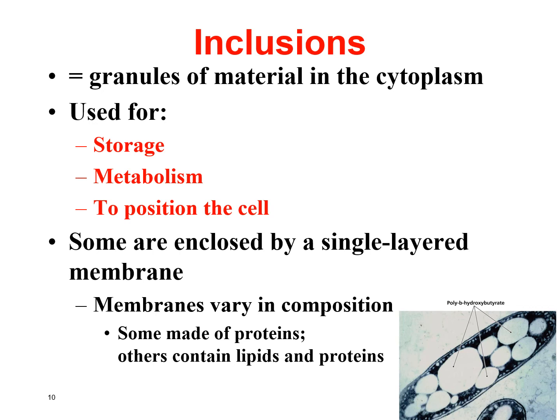And what's interesting about these inclusions is that some of them are enclosed by a membrane. And the membrane can vary in composition. Some of the membranes are just made out of proteins and that's it. And then others will contain some lipids and proteins together. And so you can kind of see where these inclusions may have evolved into organelles in eukaryotic cells.